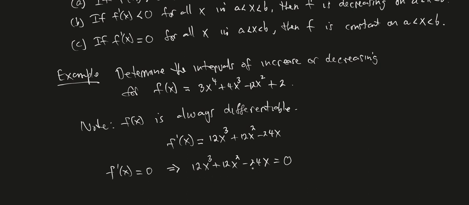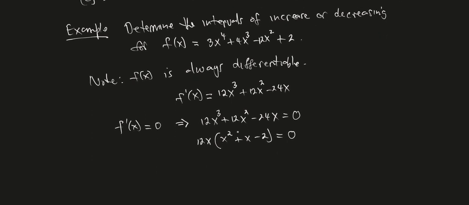Well, if you look at this, we can factor out a 12x, right? 12 is a factor of each of the coefficients. X is a factor of each of our variables. So 12x is our greatest common factor. And then in parentheses, I have x squared plus x minus 2 is equal to 0, right? And then I look at that polynomial, this quadratic, and I see that it can be factored further. It is x plus 2 and then x minus 1 is equal to 0.